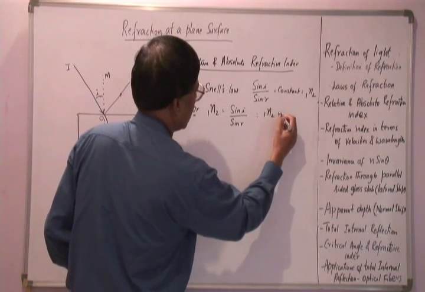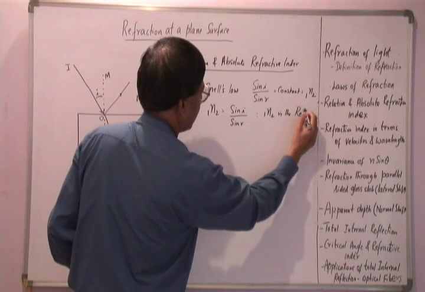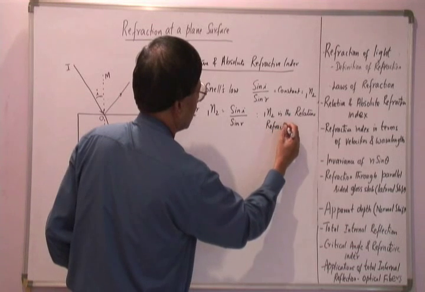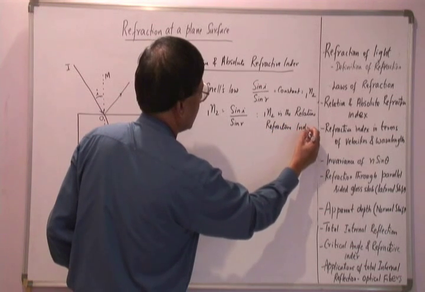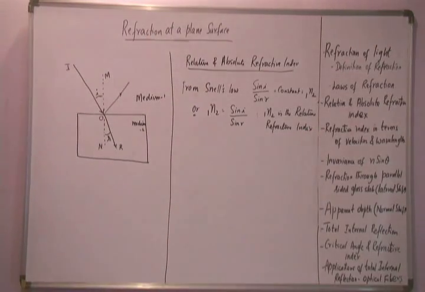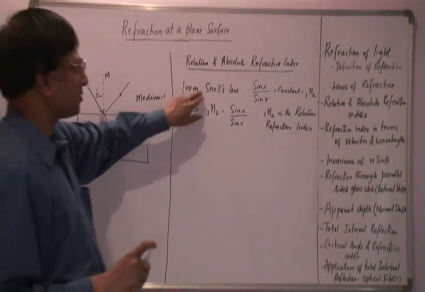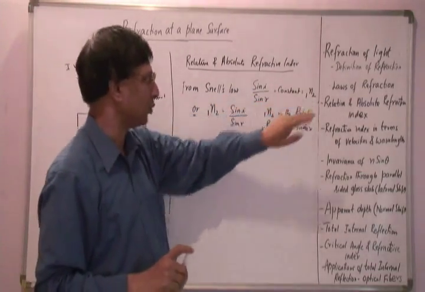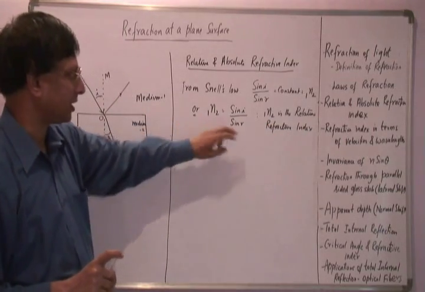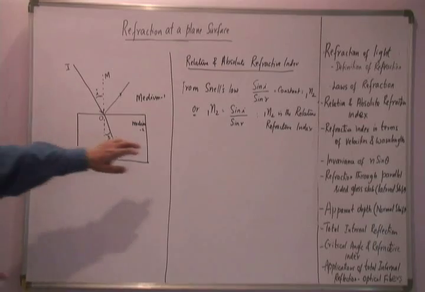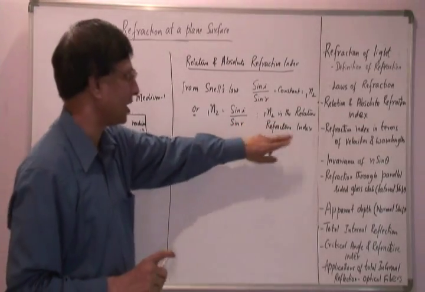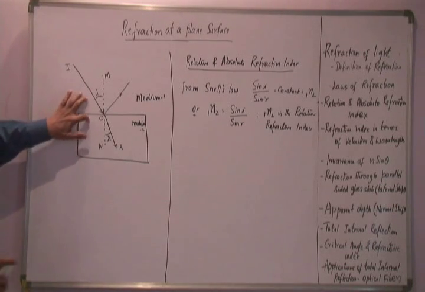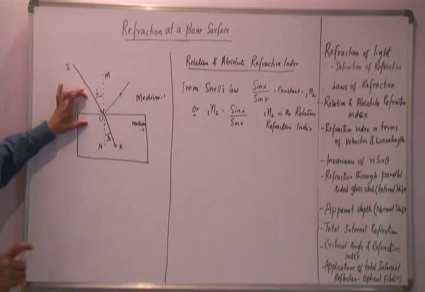1 and 2 is the relative refractive index. We call 1 and 2 a relative refractive index. From Snell's law we know sin i by sin r is a constant. We call that constant 1 and 2, or 1 and 2 equals sin i by sin r, which is a constant. So we call 1 and 2 a relative refractive index between medium 1 and medium 2. It's a relative index because we are comparing two media here.